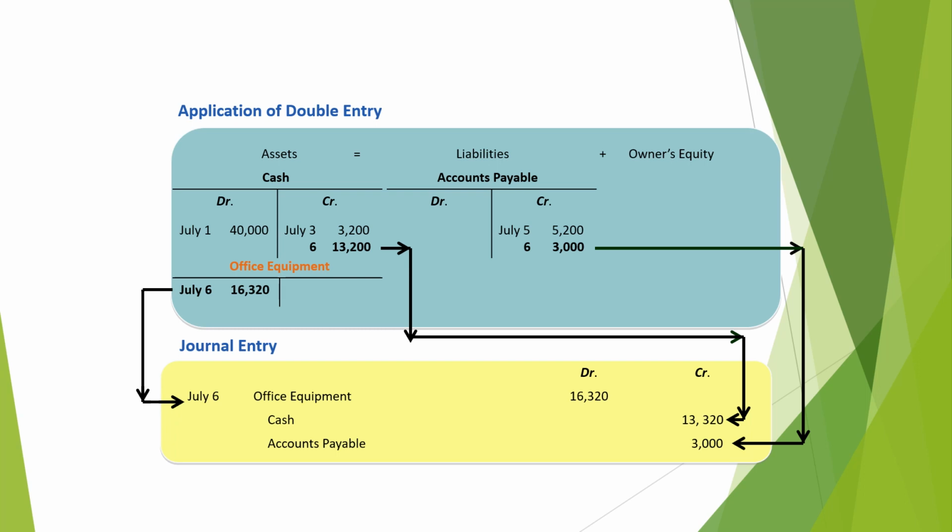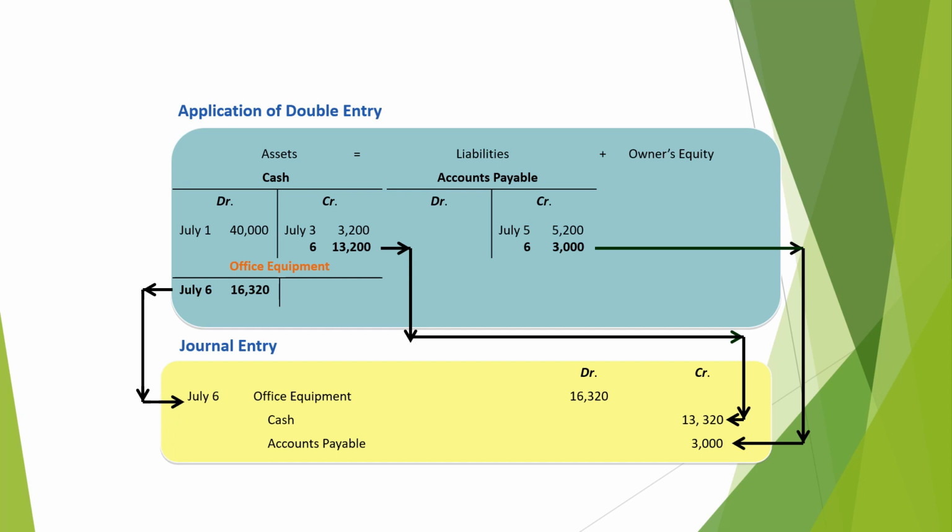Looking at office equipment first. What type of an account is office equipment? It's an asset. Assets go up on the left. Her office equipment increased because she got some new office equipment, so we will debit that. Cash went down. It's an asset. Assets go down with a credit, so we'll credit that. And then accounts payable goes up. Accounts payable is a liability. It goes up with a credit.